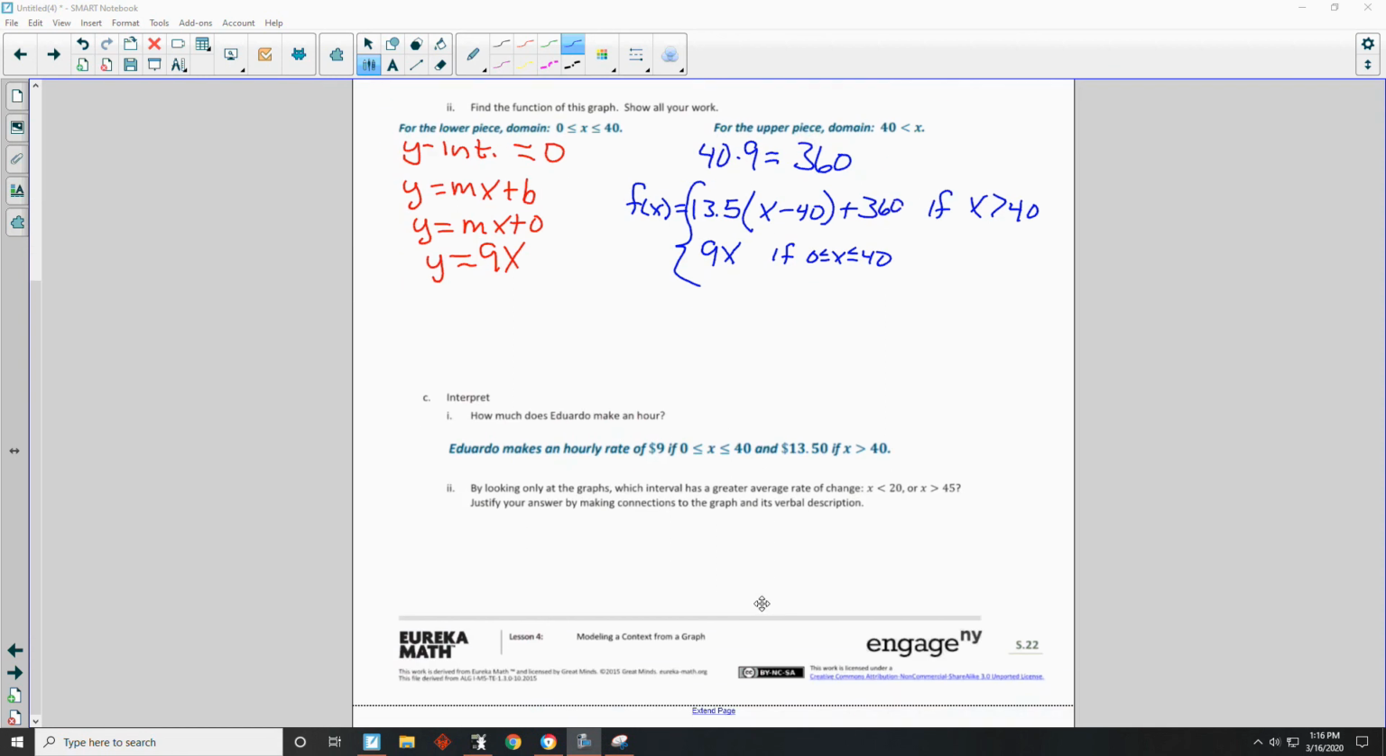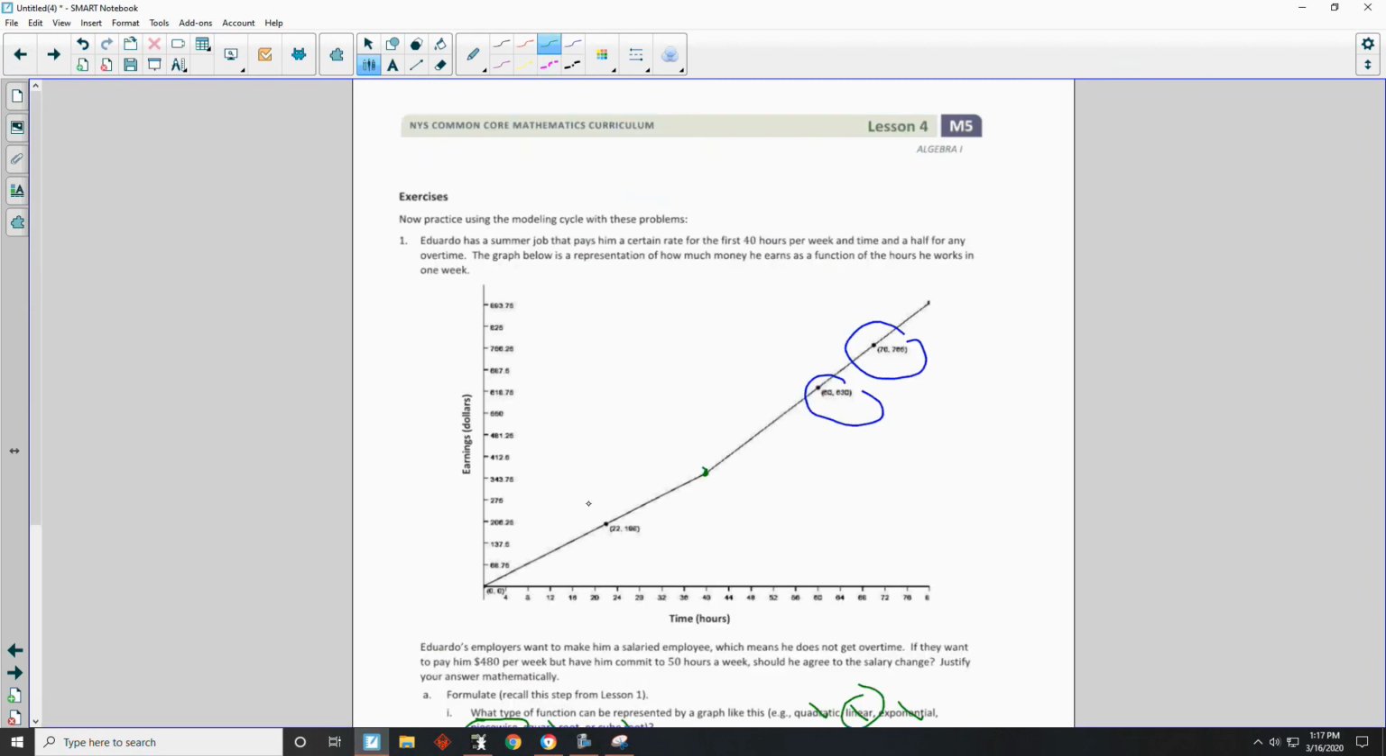Part 2. By looking only at the graphs, which interval has the greater average rate of change? X less than 20 or X greater than 45? Justify your answer by making connections to the graph and its verbal description. Okay, so we need to go back and look at the graph when X is less than 20 and X is greater than 45. So here's 20. Looking at the graph here, here's the slope they're talking about. And then looking at 45, which is here roughly, we're looking at this graph up here. Well, obviously this is steeper than this.